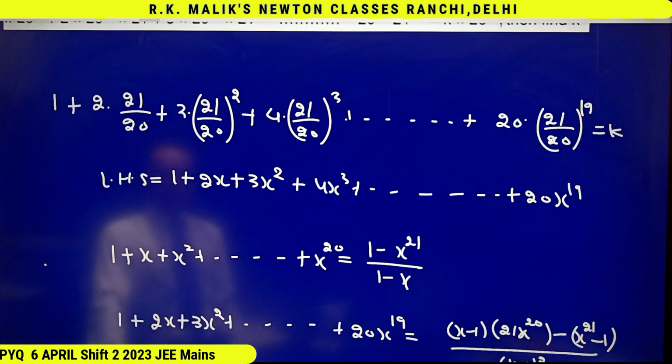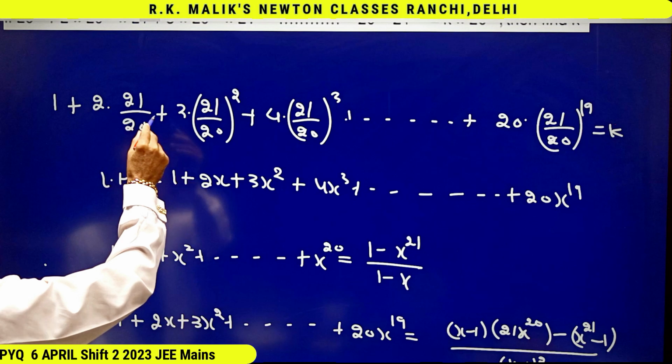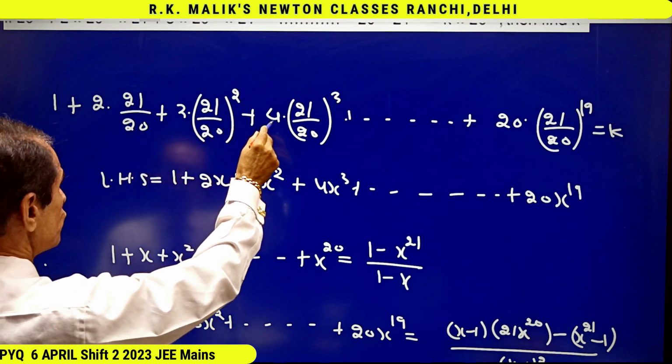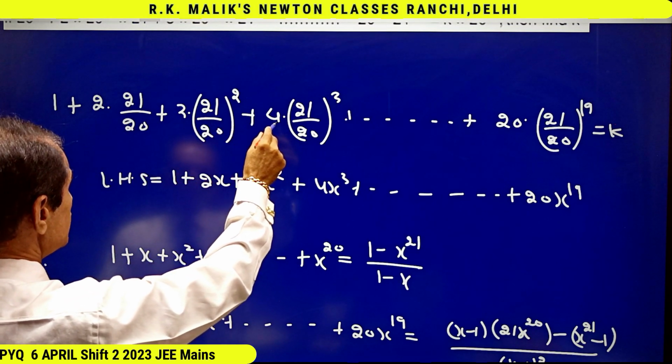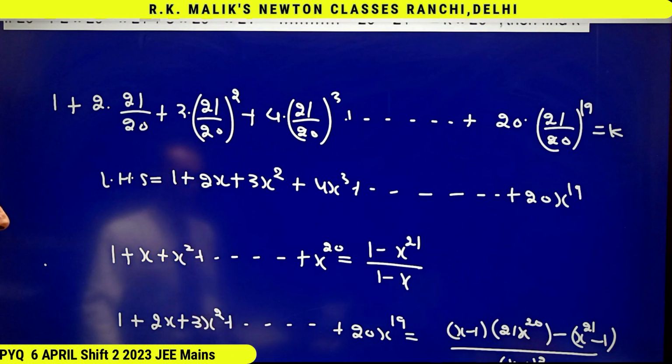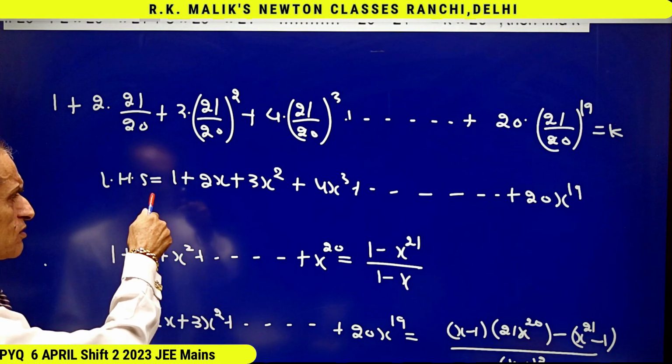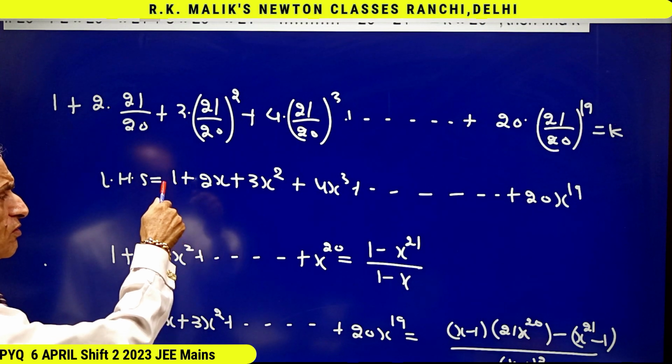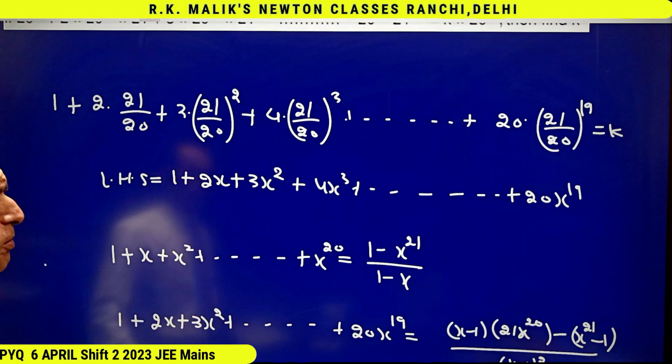The benefit of this method is, had it been 2 into 1 here, 3 into 2 here, 4 into 3 here, in that case the method of arithmetico-geometric series would give you a very lengthy solution. But this way still will not be very difficult. You will have to differentiate once again and you will get the value.